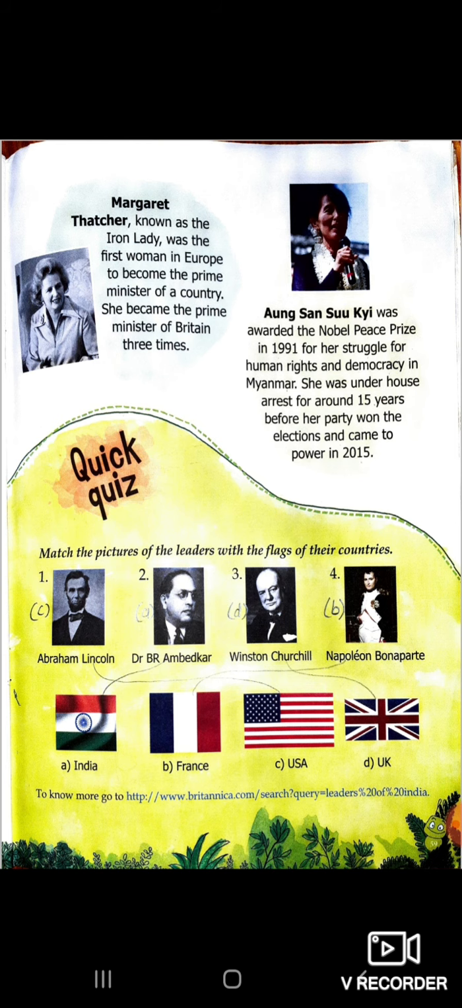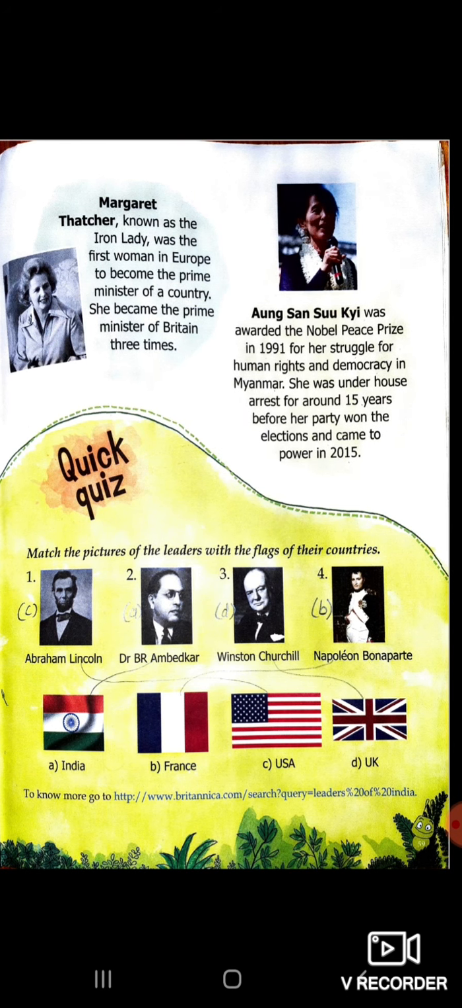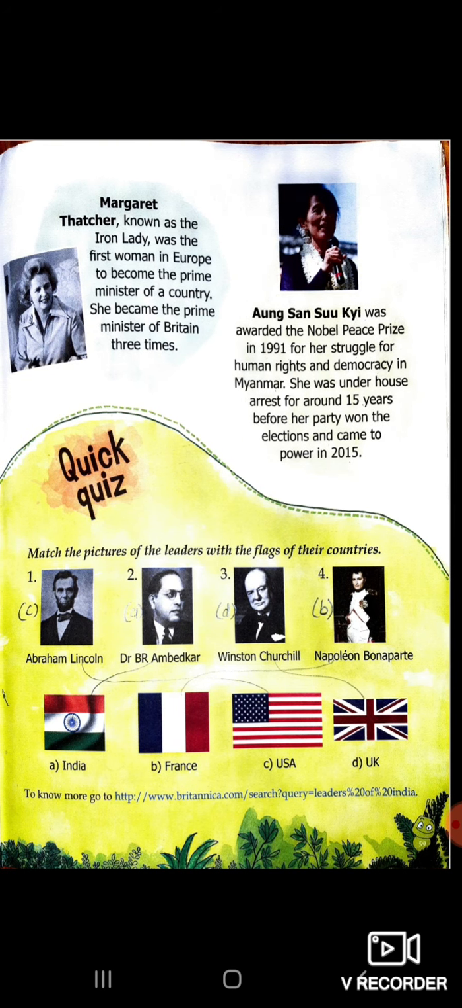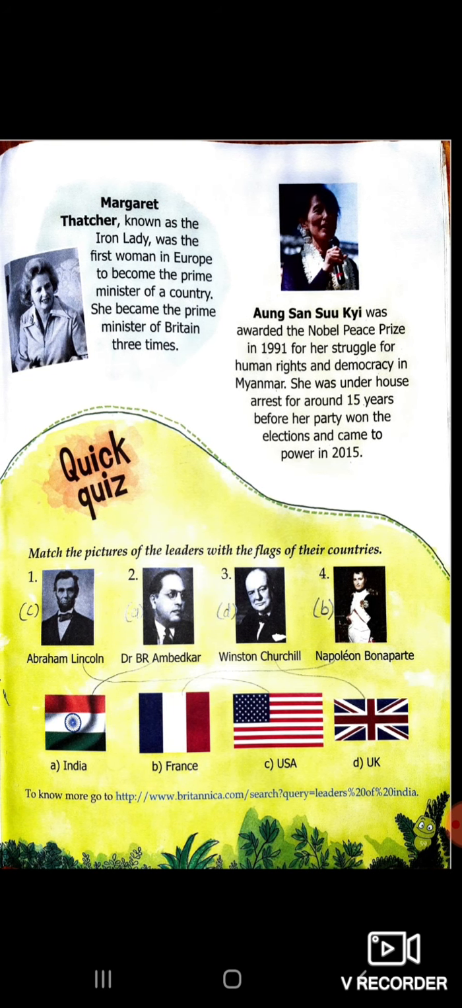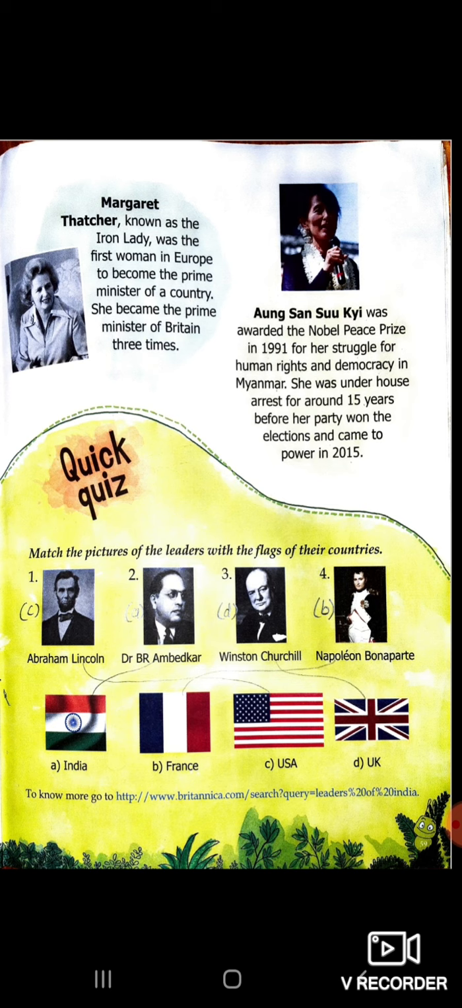Now let's move to quick quiz. Yes, again here four pictures are given, and below the pictures names of these persons are written, and you have to match these pictures with the flags of the countries given to which they belong. All right, so what is the question here? Match the pictures of the leaders with the flags of their countries.